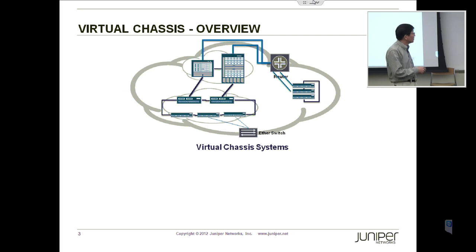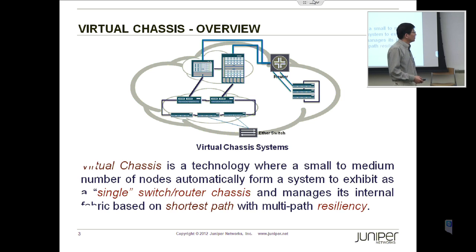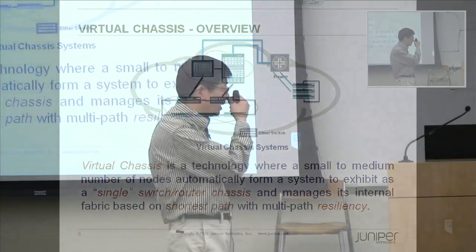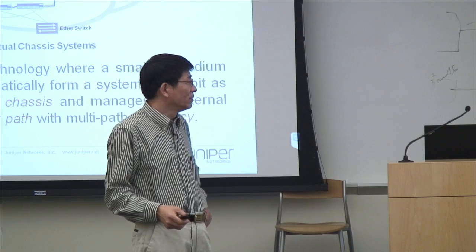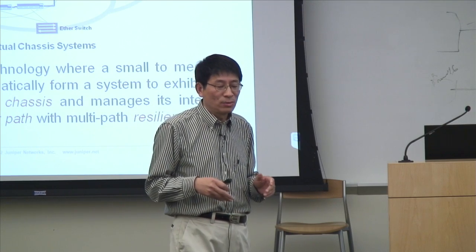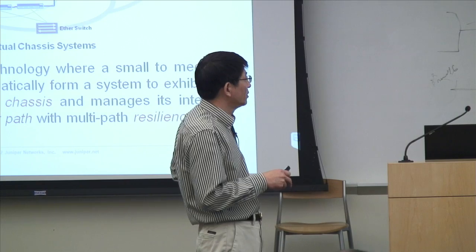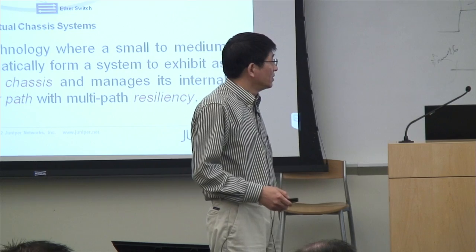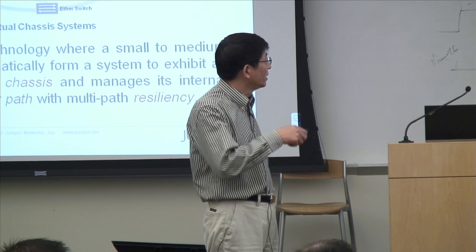So this is an overview of the virtual chassis technology. Using some words, it's basically three things. Virtual chassis is a technology where a small to medium number of nodes can automatically form a system to appear as a single switch or router. It manages the internal fabric based on shortest paths. That's one key thing we use in the virtual chassis technology, and we have multipath resiliency.